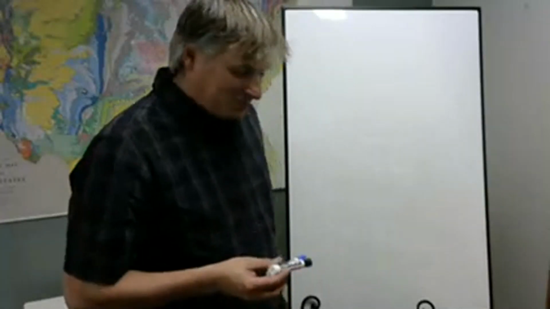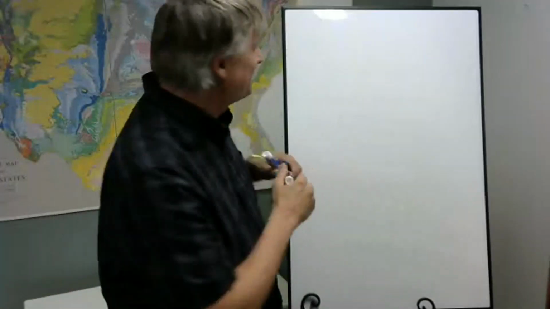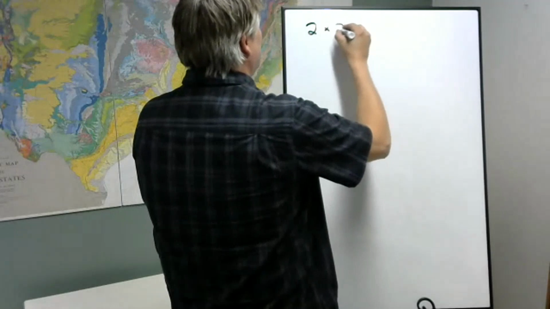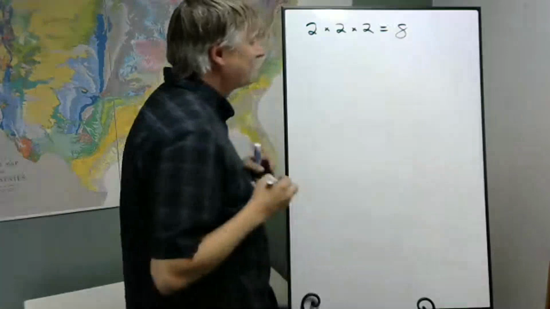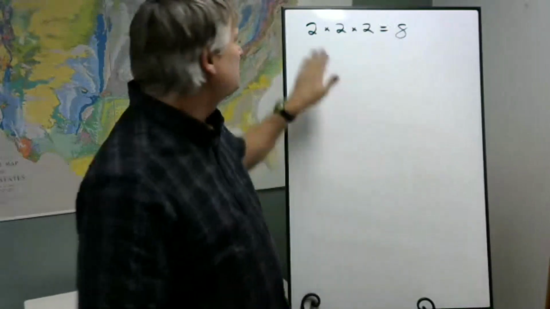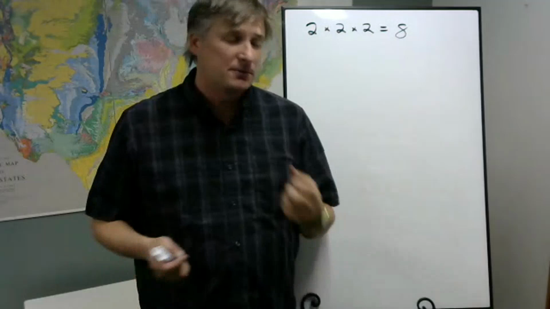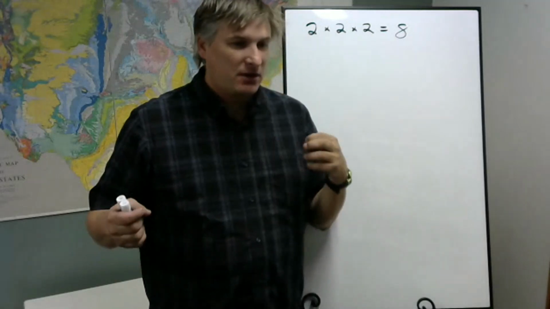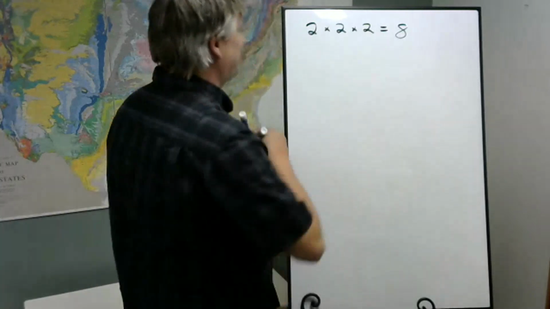All right. So now let's look at larger roots. Now let's take a look at something like this. 2 times 2 times 2 is equal to 8. So what we have is 2 times itself, and we have 3 2's. So what we're going to say is this is what we call the cube root of 8.